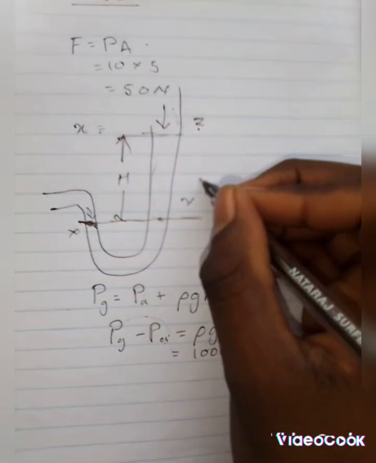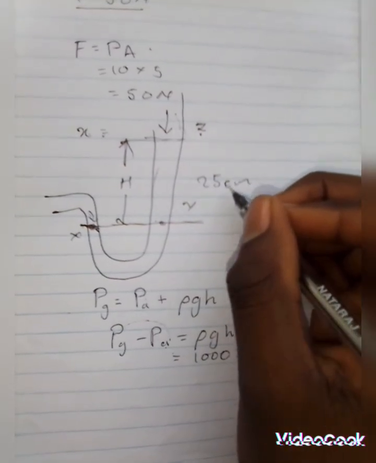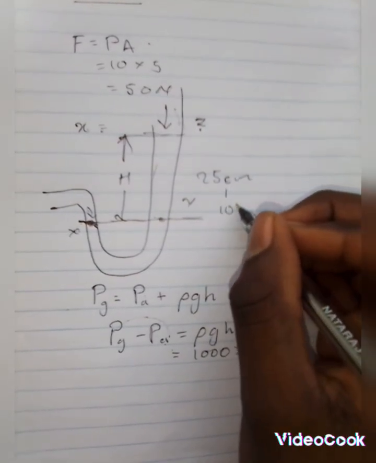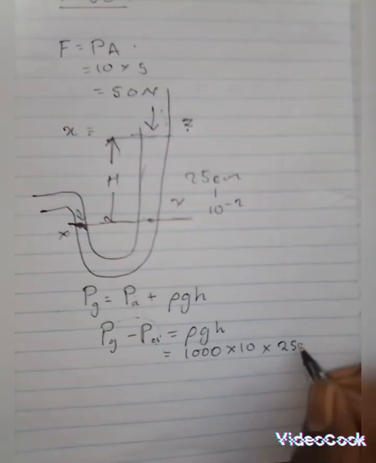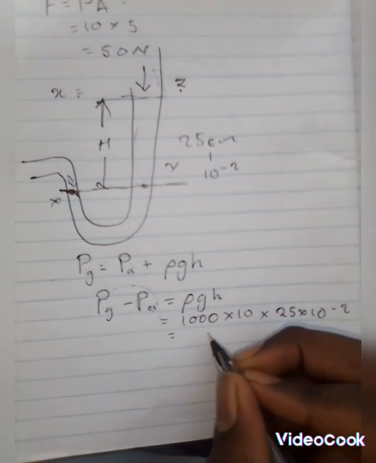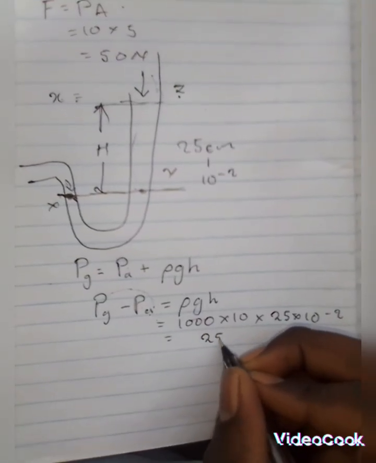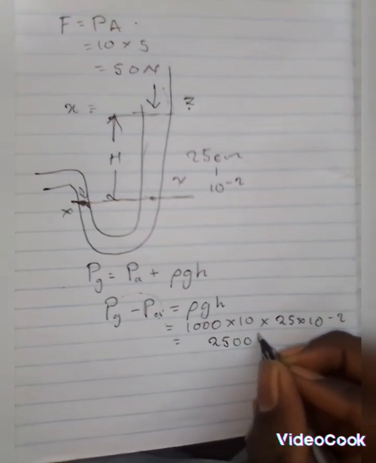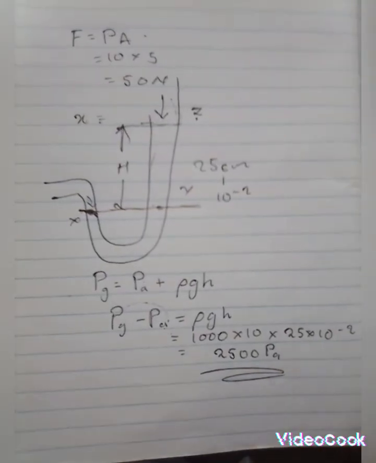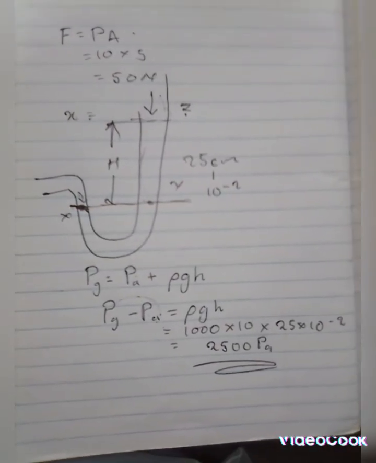And since this height is said to be 25 centimeters, and centi is a prefix which means 10 to the power negative 2, we can just say multiplied by 10 to the power negative 2. If we plug all this into a calculator, we're going to have 2,500 pascals. Yeah, and that's the correct way of using the formula in order to give you the correct answer.